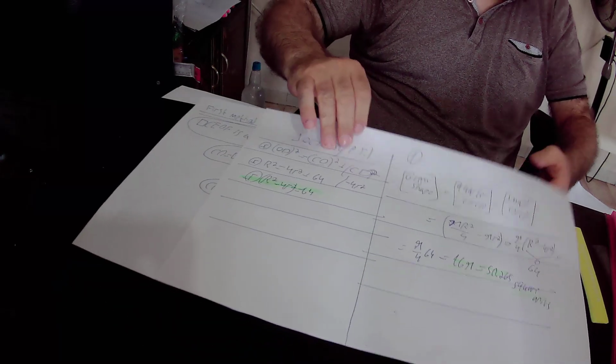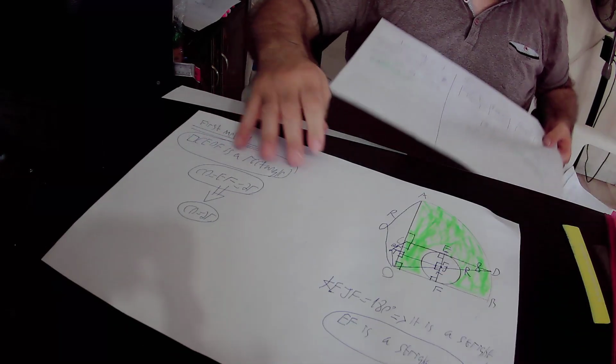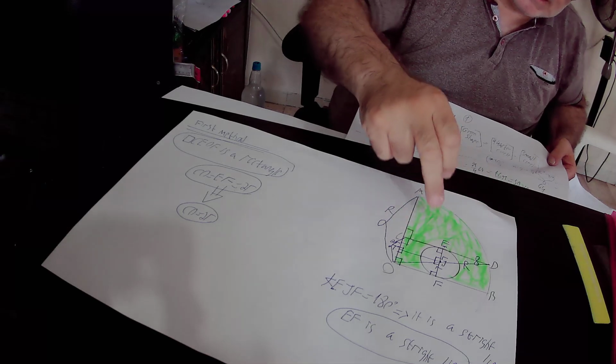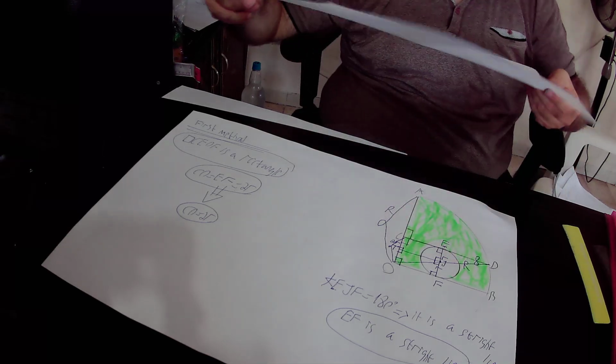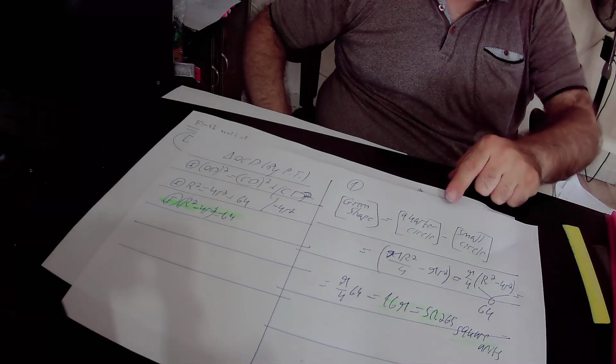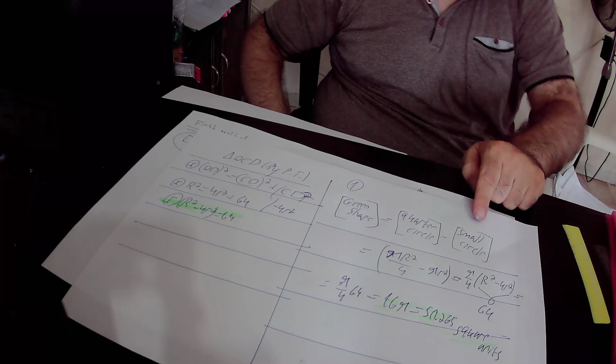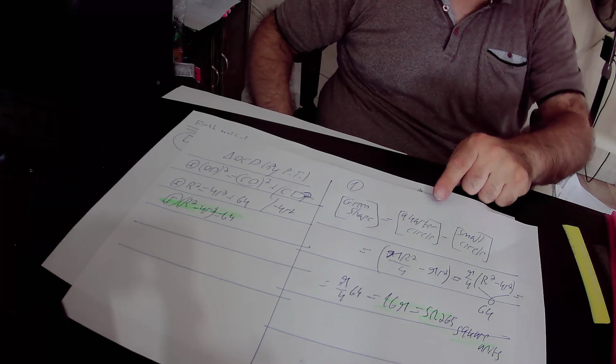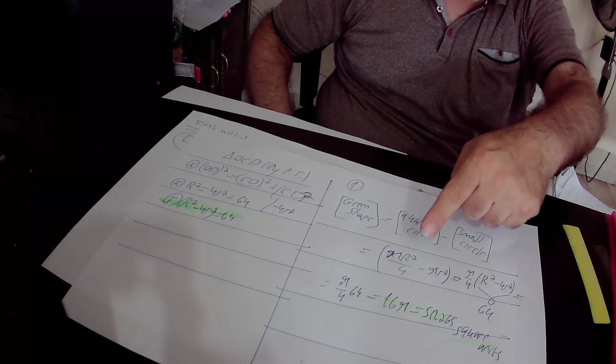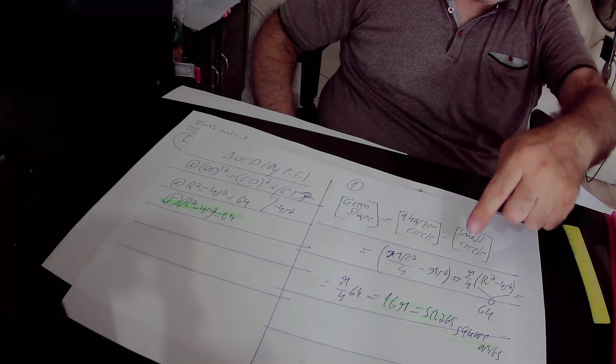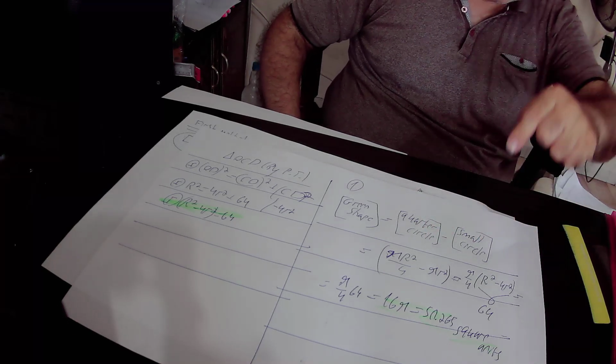But what is the area of the green shape? The area of the green shape equals the area of the quarter circle minus the area of the small circle. I repeat again, the area of the green shape equals the area of the quarter circle minus the area of the small circle. The area of the quarter circle is pi times capital R square over 4. The area of the small circle is pi r square.